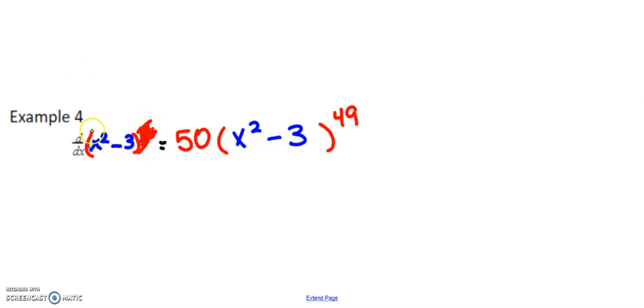So I just took care of the function in red. Now I'm going to multiply by the derivative of the inside. Well, the derivative of x squared minus 3 is 2x. And that's my final answer. Okay?